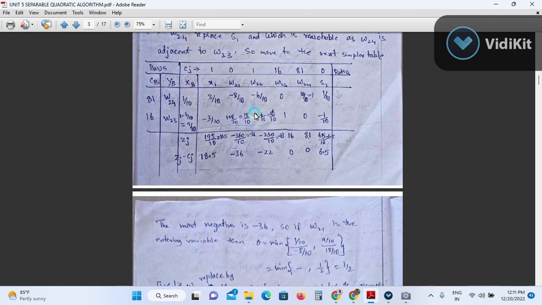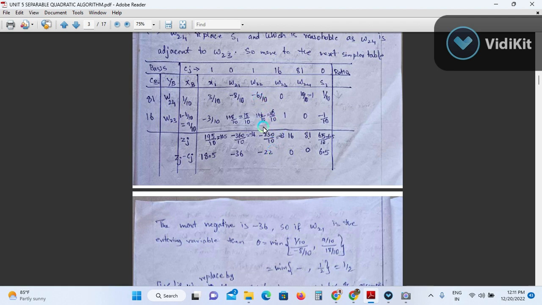Now the thing is what? W23 is replaced by W21. But as per our assumption, if you replace it, then that point should be adjacent to the other one, right? So W21 should be adjacent to W24, but it is not the case. W21 is not adjacent to W24, right? So if W21 replaces W23, then W21 is not adjacent to W24. Therefore, it is violating our assumption. Therefore, we have to move to the next most negative value.